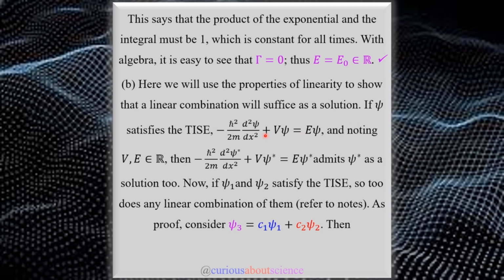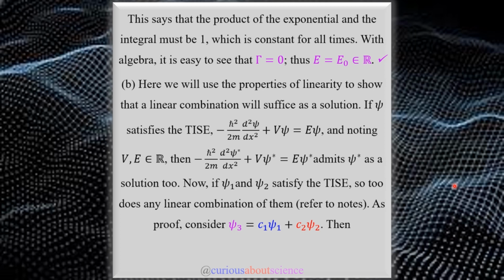So if this equation admits a solution psi, and this equation has the same form, then it also admits psi star as a solution as well. So now if we have psi 1 and psi 2 that satisfy this equation, so too does any linear combination of them. Again, we'll refer to the notes on how to set this up and prove it.